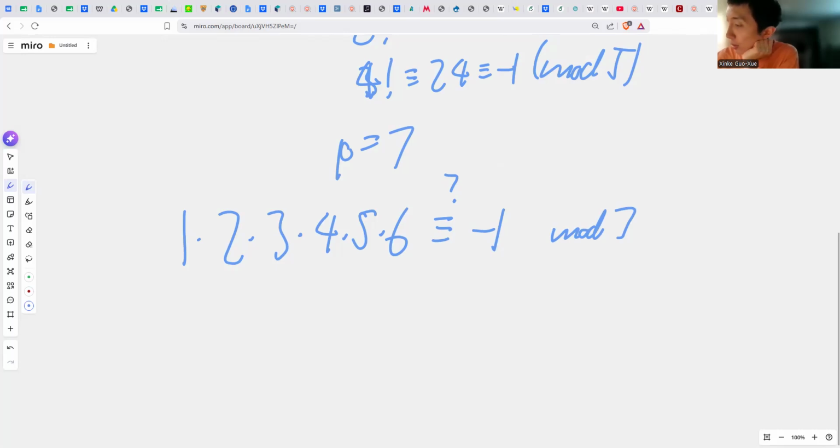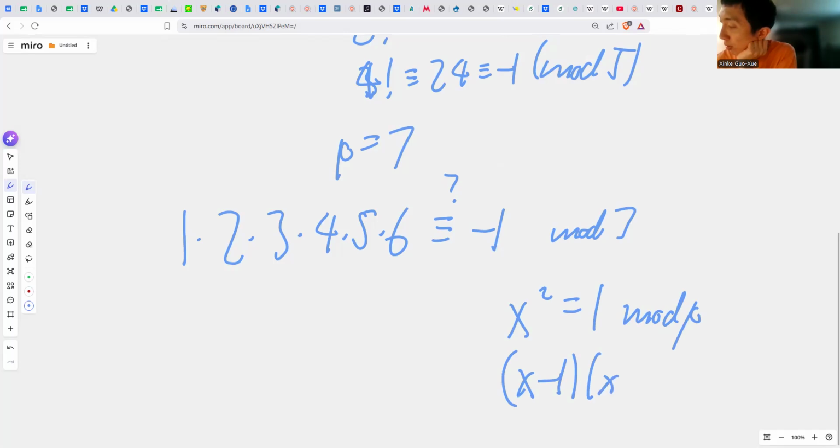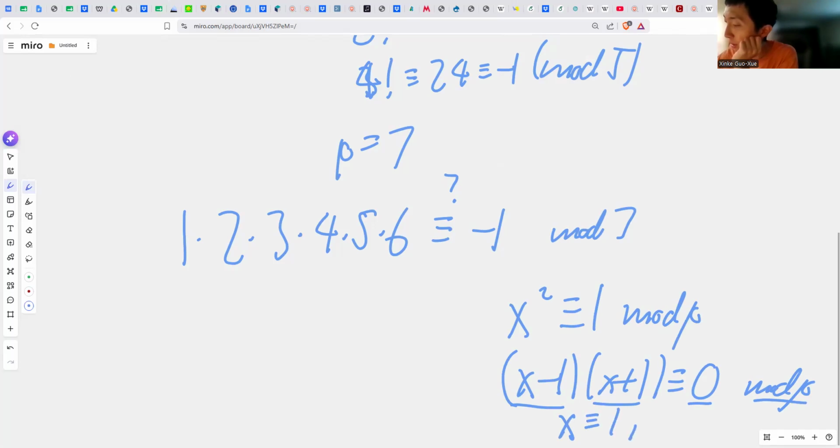Why is that? Well, if x squared is congruent to 1 mod p, then (x minus 1)(x plus 1) is congruent to 0. But the only way two factors multiply to 0 in a prime modulus is if one of the factors is 0. So x has to equal 1 or -1. So the only square roots of 1 are 1 and -1.